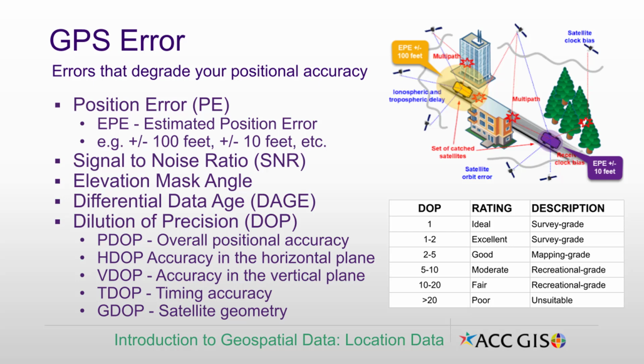Now we measure the overall error utilizing the DOP, or the dilution of precision. And the composite measurement is the PDOP, in which we combine all the different DOPs into a single measure that tells us something about the accuracy of our position. There are other DOPs as well, including horizontal DOP, vertical DOP, timing DOP, and geometry DOP. But we typically just keep an eye on the PDOP, and we want to make sure that it's under 5, for example, for most of our GPS activity. But if we're doing, for example, survey grade work, it needs to be really under 2 to get a really tight position.